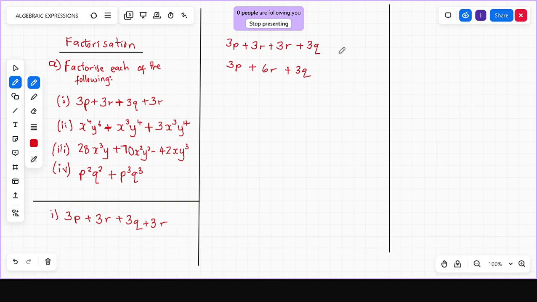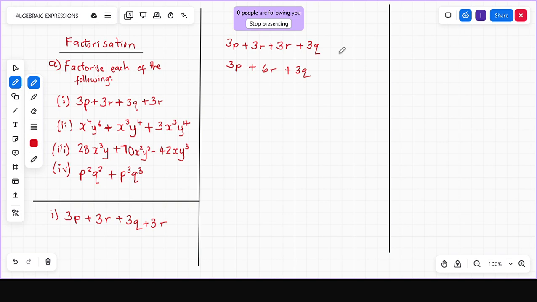Now we have a common factor in 3p, 6r and 3q. So the common factor is the number that can divide 3p, can also divide 6r, can also divide 3q. So the common factor here cannot be p because we have only p in the first one. Cannot be r, we have only r in the second one. Cannot be q, we have only q in the third one. Now 3, what about 3? 3 can divide 3p, yes. 3 can divide 6r, yes. 3 can divide 3q, yes.